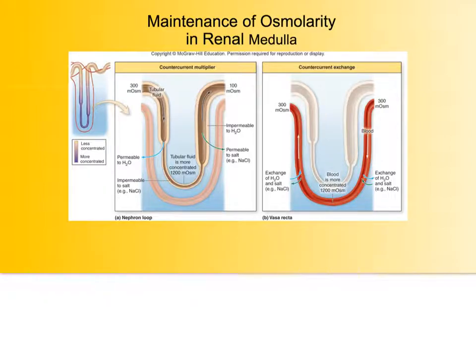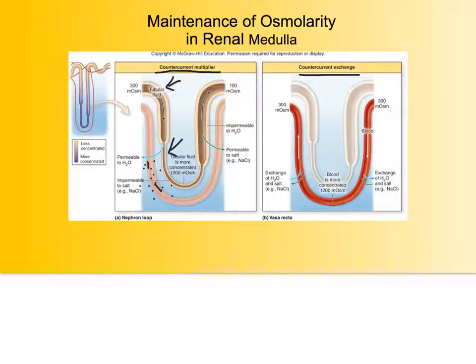Now this picture is from our book. This process, what's going on in the nephron loop, actually has formal names: a countercurrent multiplier, and then there's countercurrent exchange. The idea is we have this thick part, which is permeable to salt, and then we get down to this thin region, which is permeable to water. So water's going to leave the nephron loop, go into the extracellular fluid, and go into the capillaries.